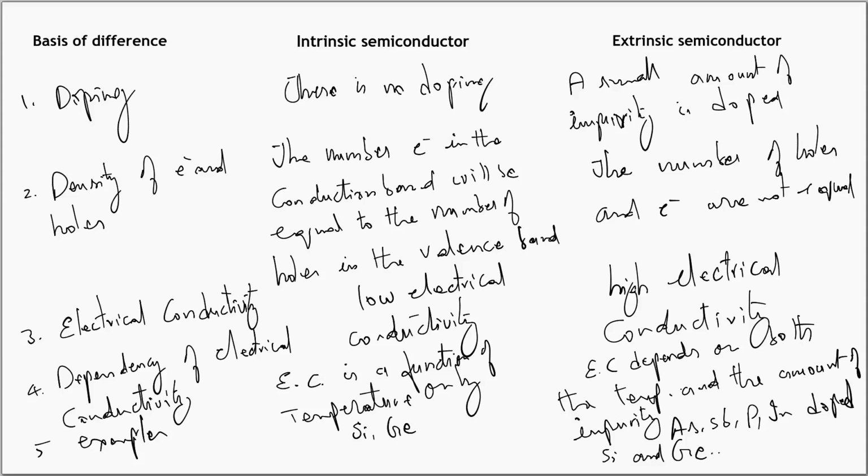Examples for the intrinsic semiconductors are crystalline form of silicon and germanium. Examples for the extrinsic semiconductors are crystalline form of germanium and silicon doped with arsenic, antimony, phosphorus, indium, etc.